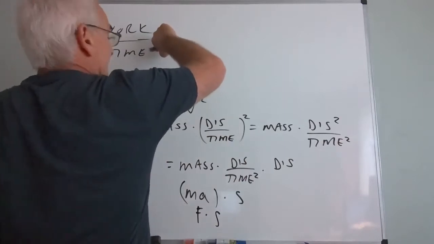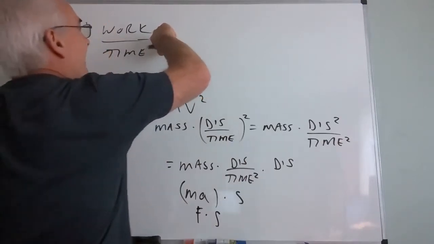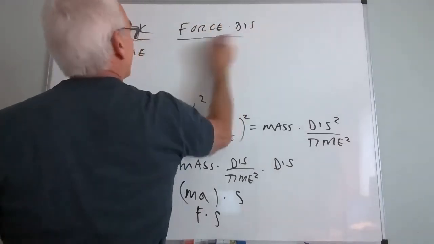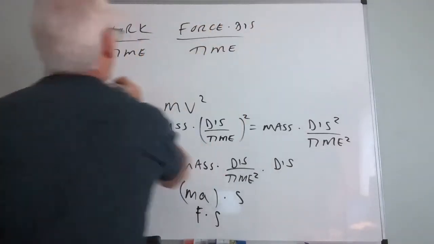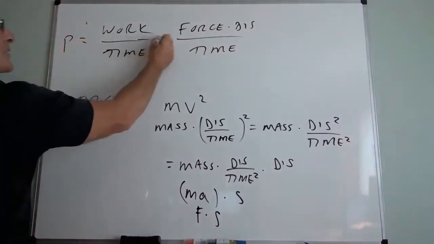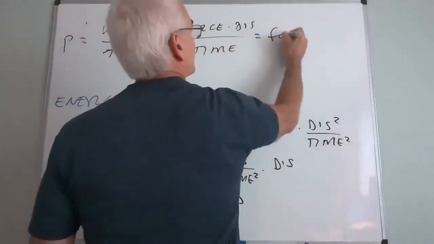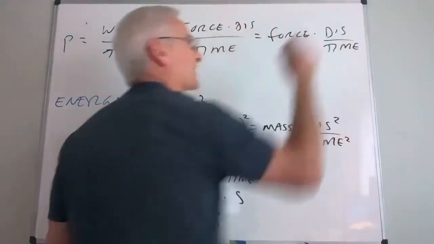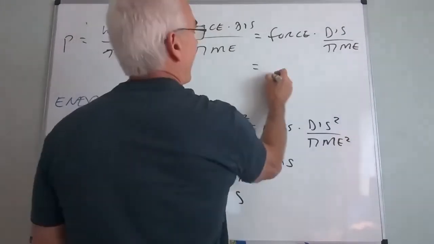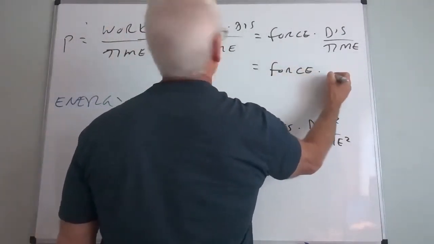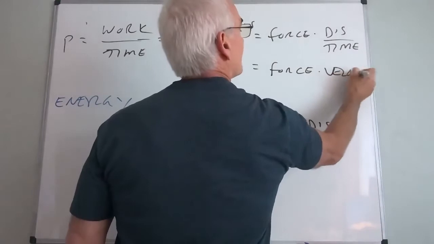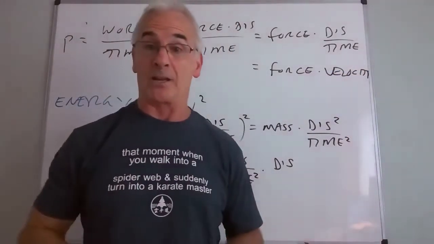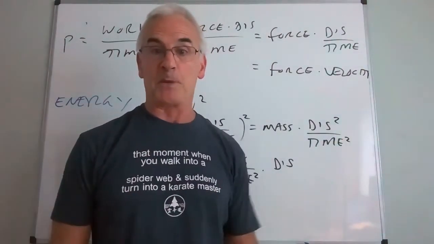So what is work? What did we say work was before? It was force times displacement. Okay, so if power is work over time, then it's force times displacement per time. But isn't that velocity? So another way of thinking about power, it's force times velocity. So I like to think of it this way: strength multiplied by speed.